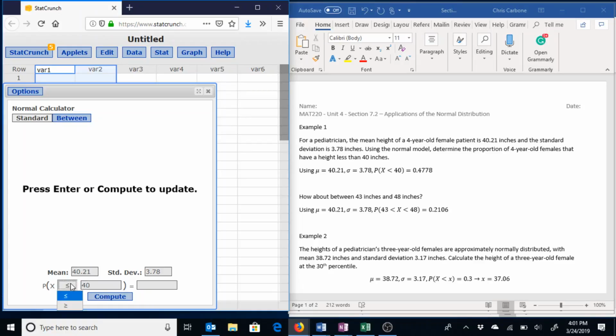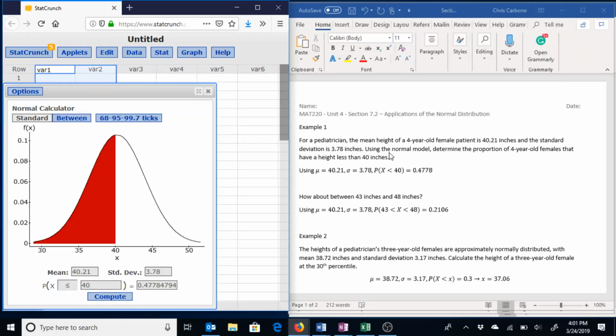Now, do note, as I said in class, the or equal to portion of this does not change the answer, and the only other option we have is the greater than or equal to. The fact there's an or equal to has zero impact on the result. But quick, hit compute, and that gives us our probability of 0.4778.